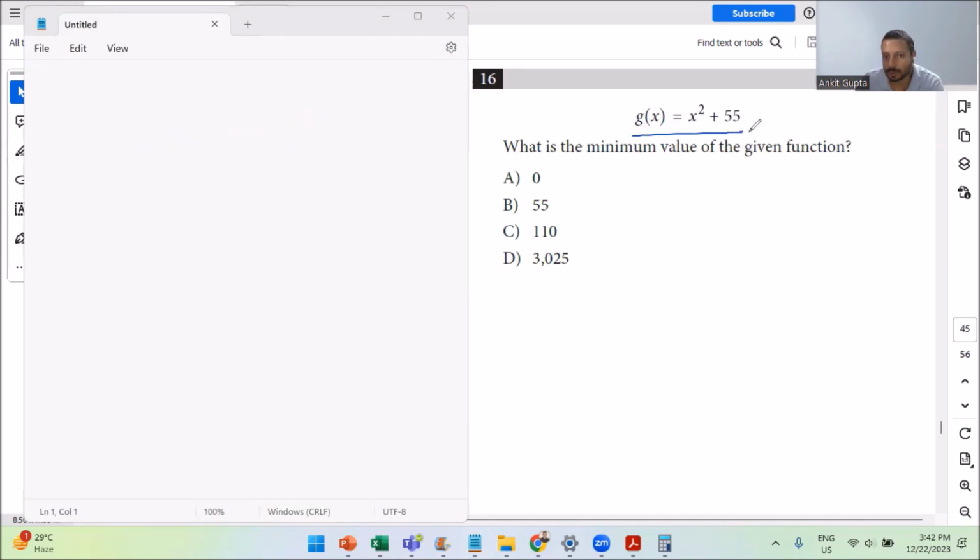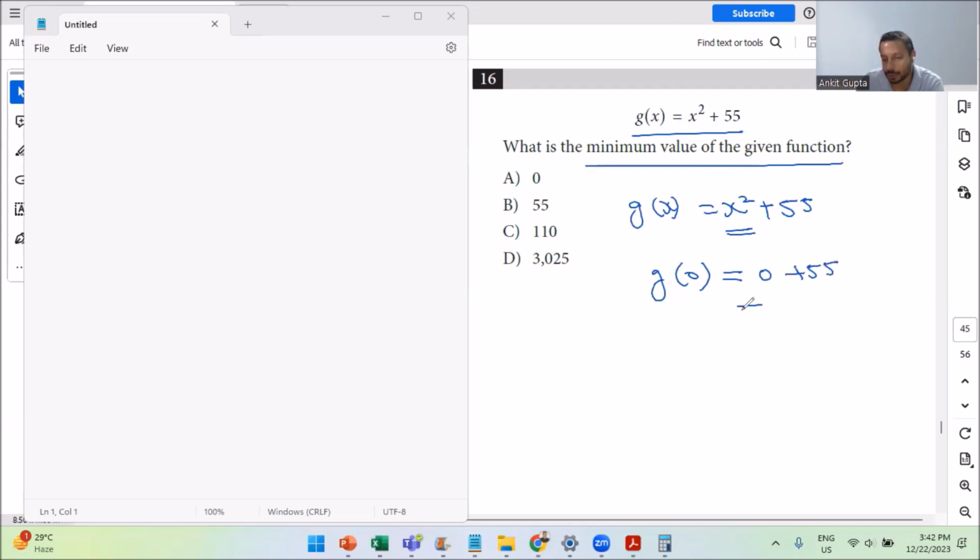G of x is equal to x squared plus 55. What is the minimum value of the given function? Now g of x is equal to x squared plus 55, right? And we know that square of any number can never be negative. So the minimum value x square can take will be 0, and that will be when x is equal to 0 itself, right? So that means the minimum value of g of x will be equal to 55, and answer will be option number B.